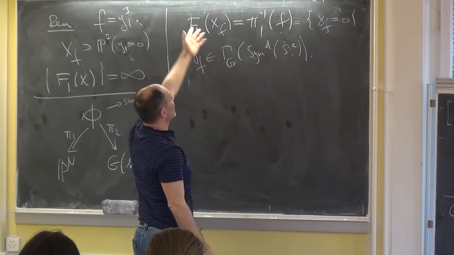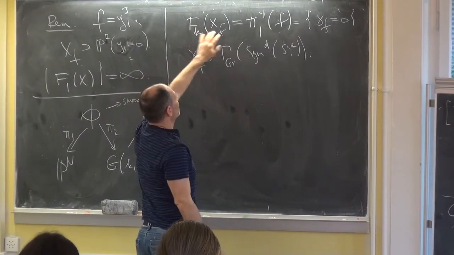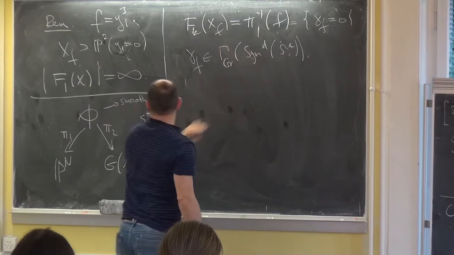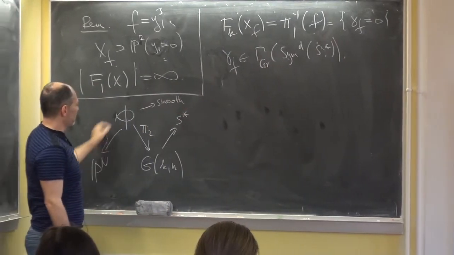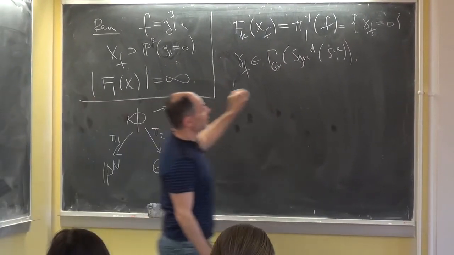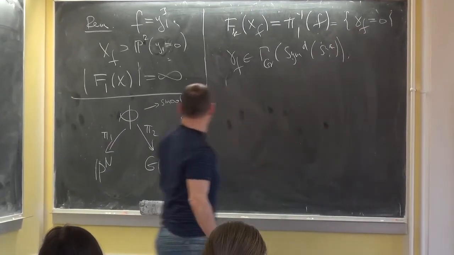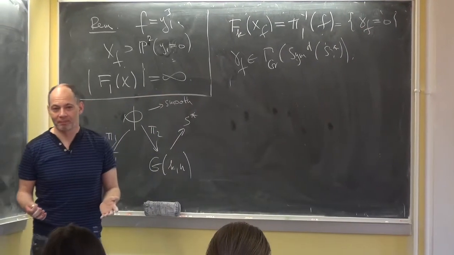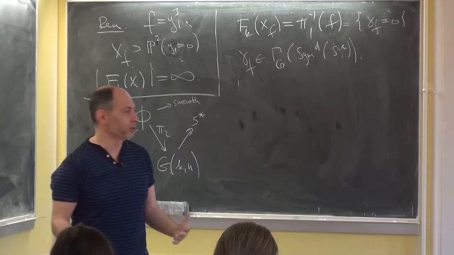This is just the set of k-planes in X_f. It's a pullback, an inverse image of a point here. And at the same time, it's the zero section of a bundle here. And this is all the same thing. And so this is what we will use now.